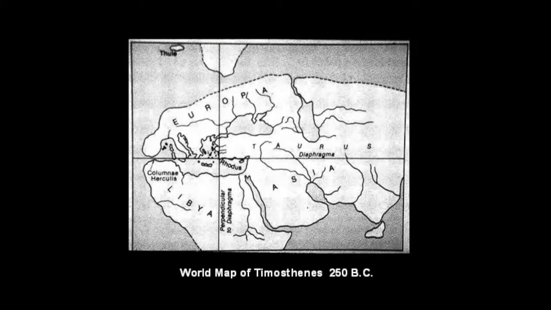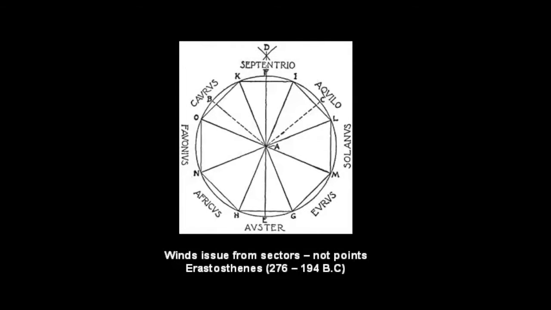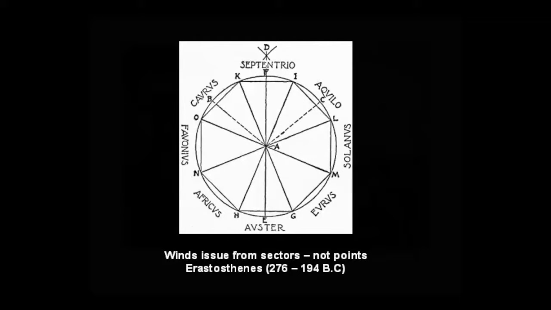In 250 BC, Demosthenes divided the world into quadrants, centered at Rhodes, his hometown. He then developed a 12-point rose whose rhombs were named after the farthest points of the known world. In about 200 BC, Eratosthenes observed that winds issue from sectors, not points.